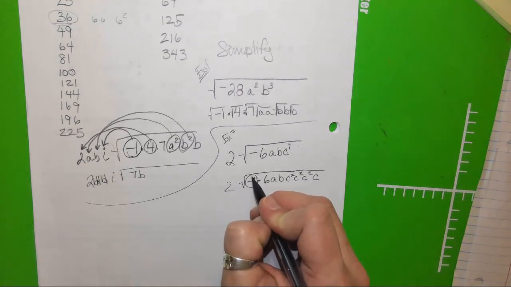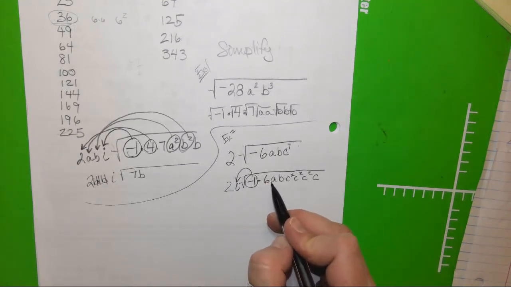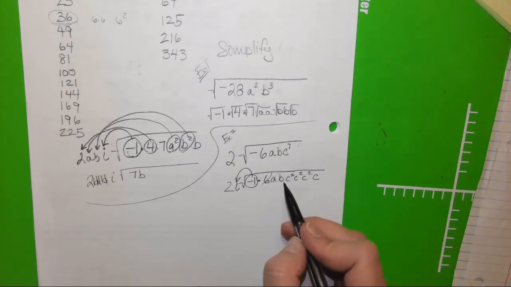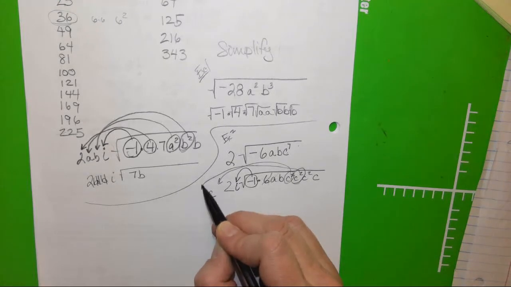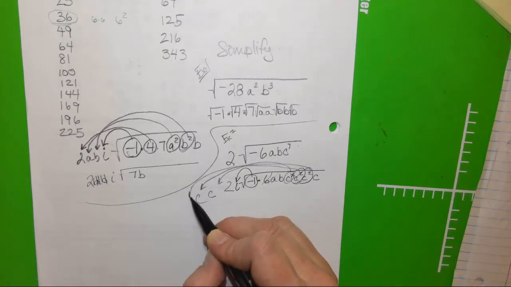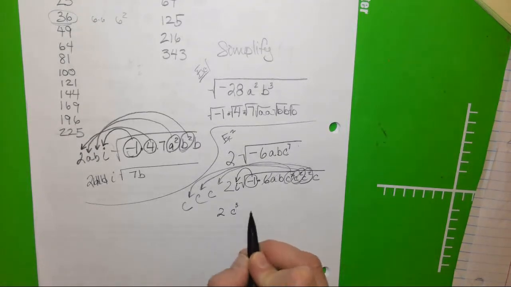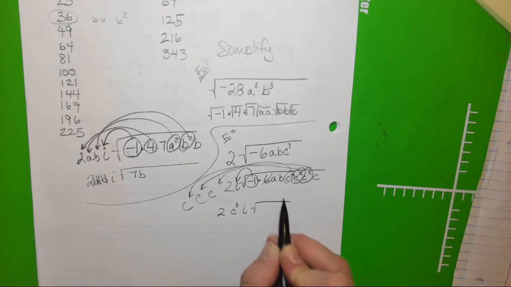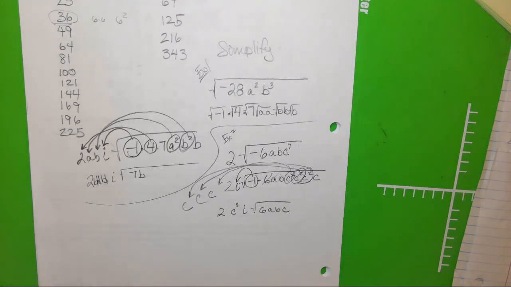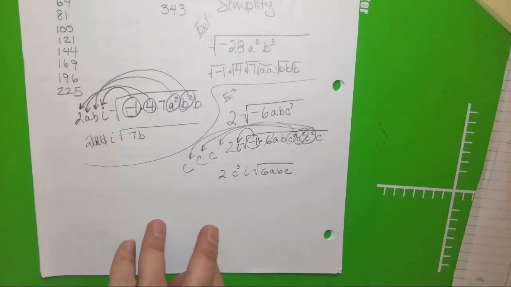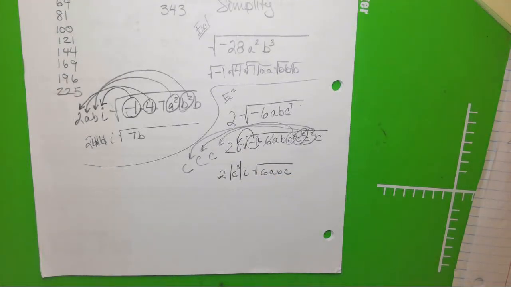Okay, my negative 1, square root of negative 1 is I. A, 6 and A, B, they can't come out. Square root of C squared, C squared, C squared, C, square root of C squared, C. Okay, so I have 2 c cubed I times the square root of 6 a, b, c. Who gets the absolute value marks? The c cubed. I never is going to get the absolute value marks.